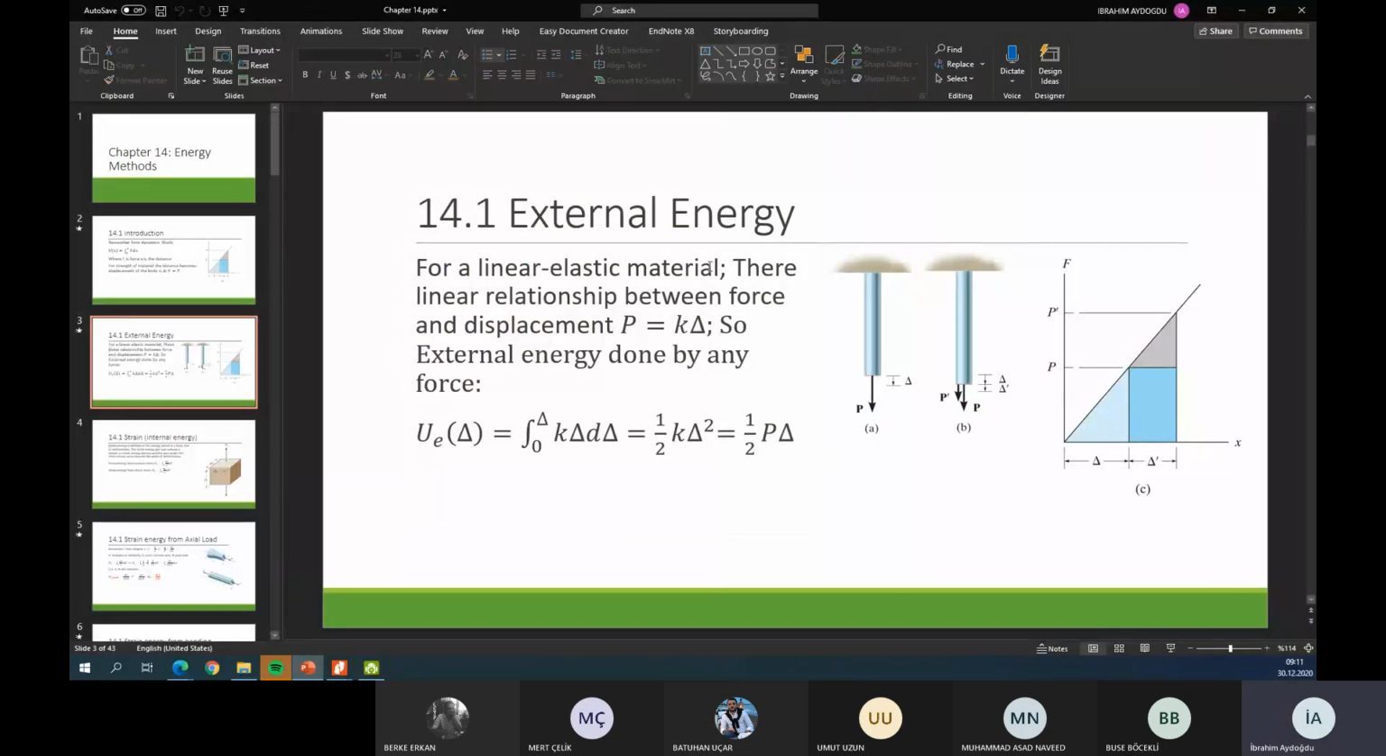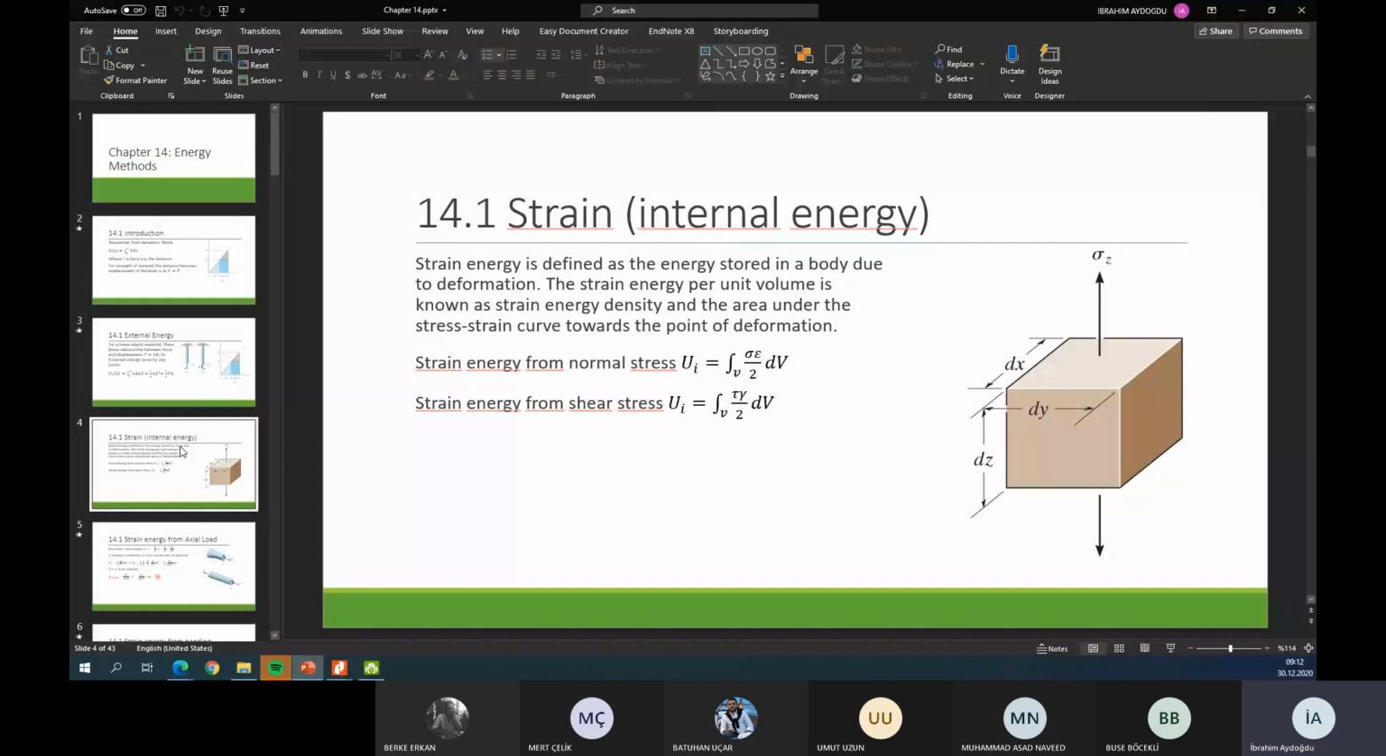So the external energy, or external work done by the external force, we can compute as one half P times delta. Our assumption is that the force displacement relationship is linear, so we can assume it as K. So this is the external energy. What about the internal energy? We can represent forces as internal forces. Our internal forces always change from area to area.